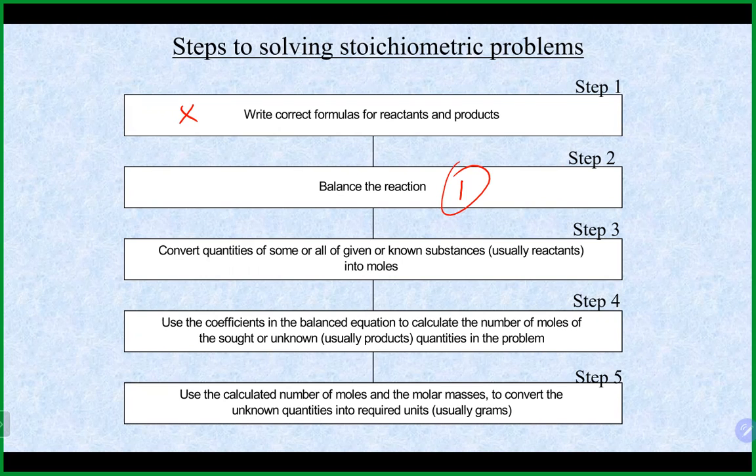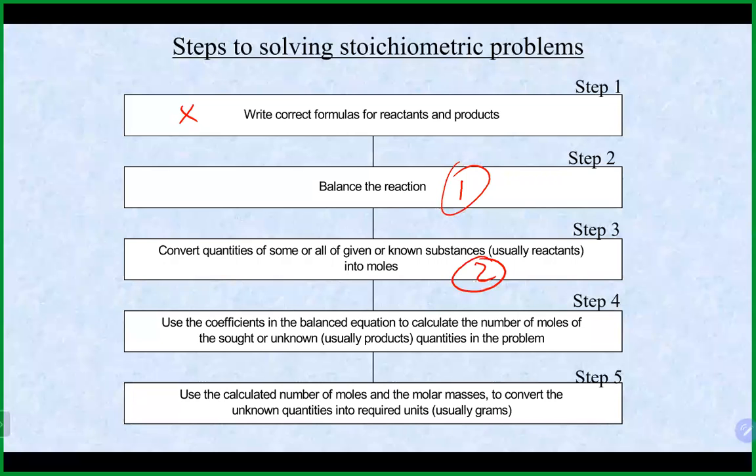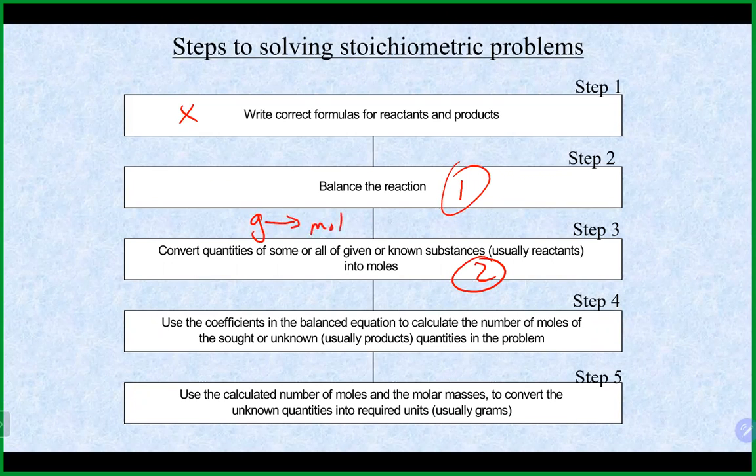The next thing that you want to do is typically, whatever they give you, convert to moles. So usually the end part of that step is grams to moles. And that, again, is the molar mass that we want to use from the periodic table to do that conversion, which gives us grams per mole, right?